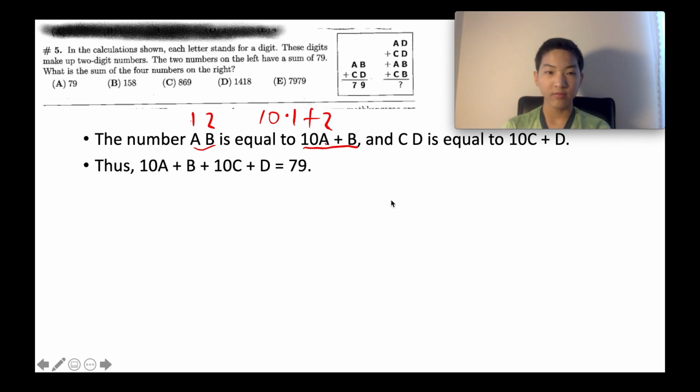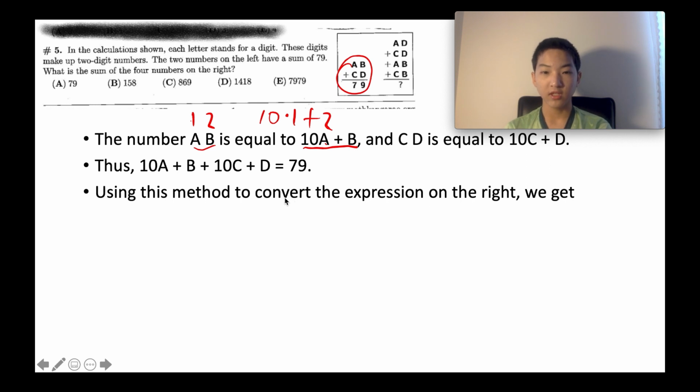So moving on, we see from this equation here that 10A plus B plus 10C plus D is equal to 79. Because this equation is telling us that AB plus CD is equal to 79, and we can just substitute in what we have written here into that equation.